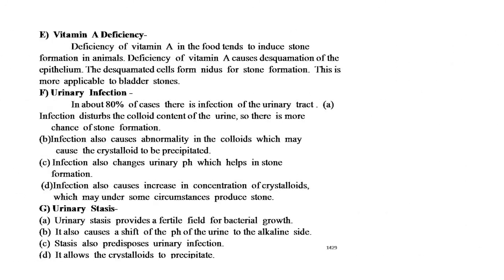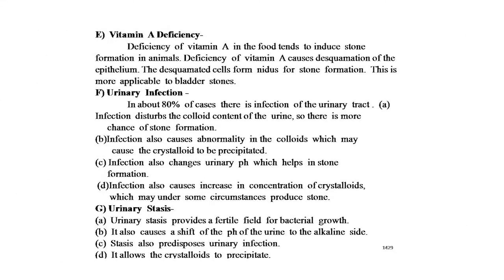And E is the vitamin A deficiency. Deficiency of vitamin A in the food tends to induce stone formation in animals. Deficiency of vitamin A causes desquamation of the epithelium. The desquamated cells form a nidus for stone formation. This is more applicable to bladder stones.